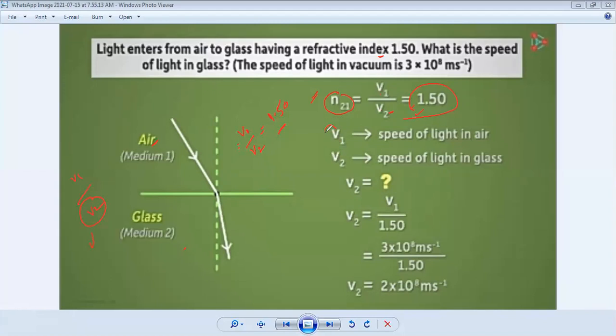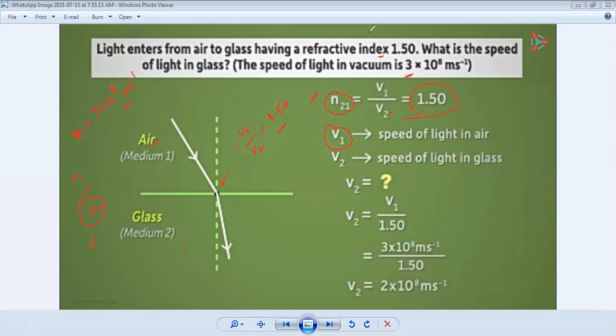V1 is the speed of light in air. It's not given, but the speed of light in vacuum is given. The speed of light in vacuum and air is almost the same, so we will take V1 as 3 into 10 to the power of 8 meters per second. Now we need V2.